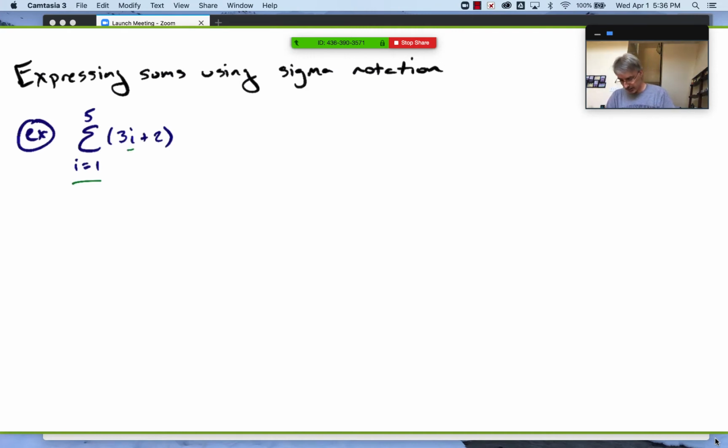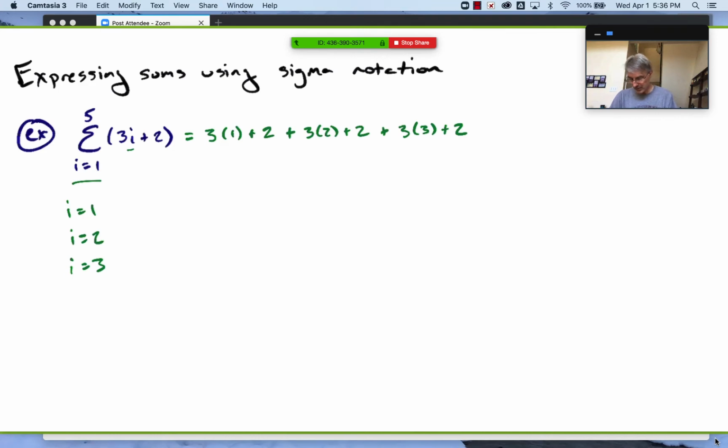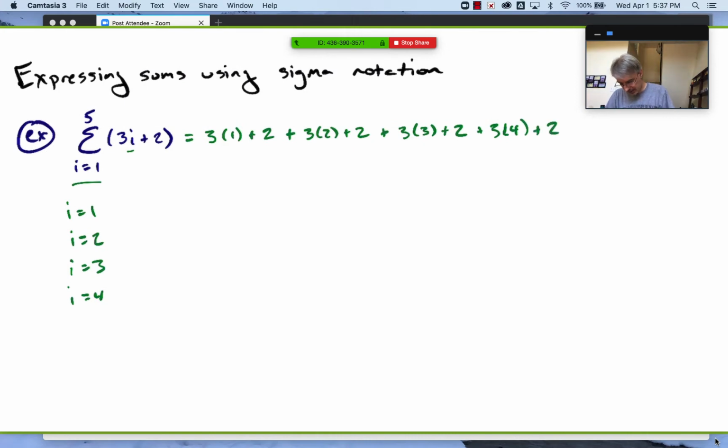What we're going to do here is we're going to start by plugging in I equals 1 to that expression, 3i plus 2. So I get 3 times 1 plus 2. And then we're going to plug in I equals 2. And so I get 3 times 2 plus 2. And then I equals 3. 3 times 3 plus 2. And so on until we get to the number on the top. And so I equals 4. And then I equals 5.